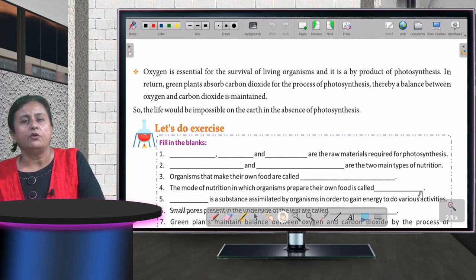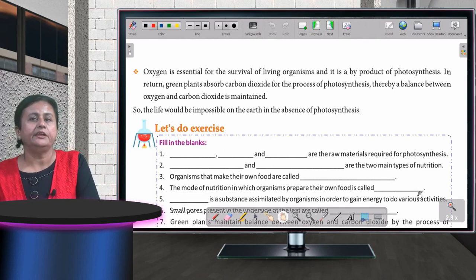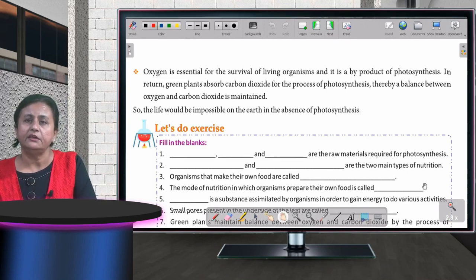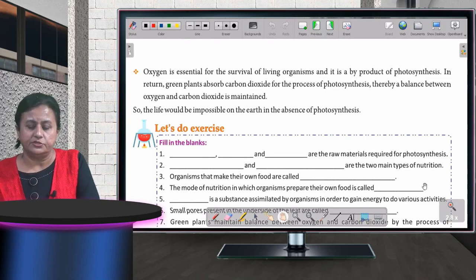In case oxygen is not there, life is not there. And oxygen, where are we getting from? Photosynthesis. No other means is there we can get oxygen from. In a natural form, only photosynthesis is there through which we get the oxygen.